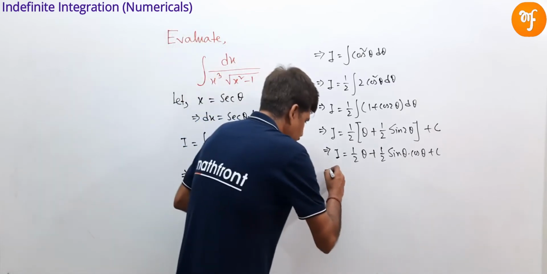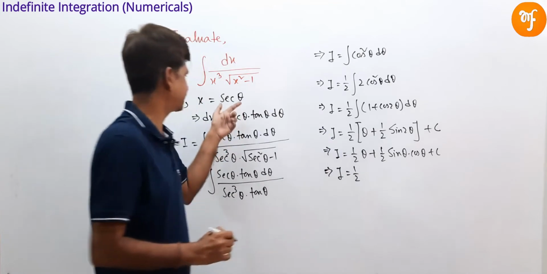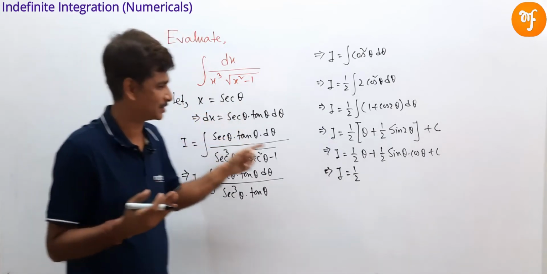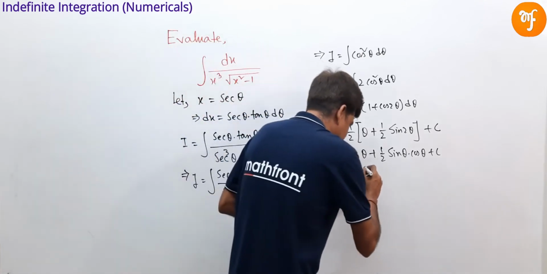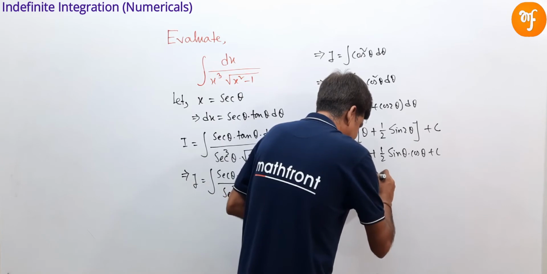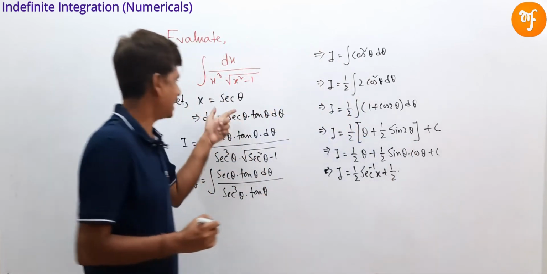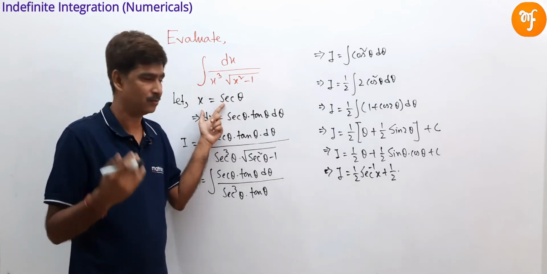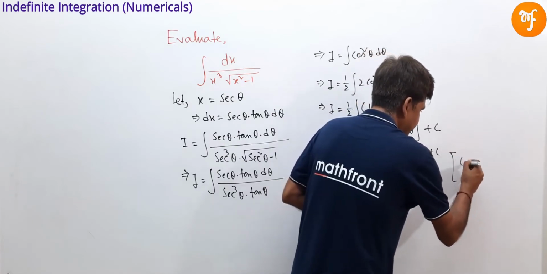So we can write I is equal to half of, as we assumed sec theta is equal to x, theta is nothing but what? Sec inverse of x. So instead of theta we can write sec inverse of x. So this is half of sec inverse of x plus half of, look, as sec theta is equal to x, obviously the value of cos theta is 1 by x.